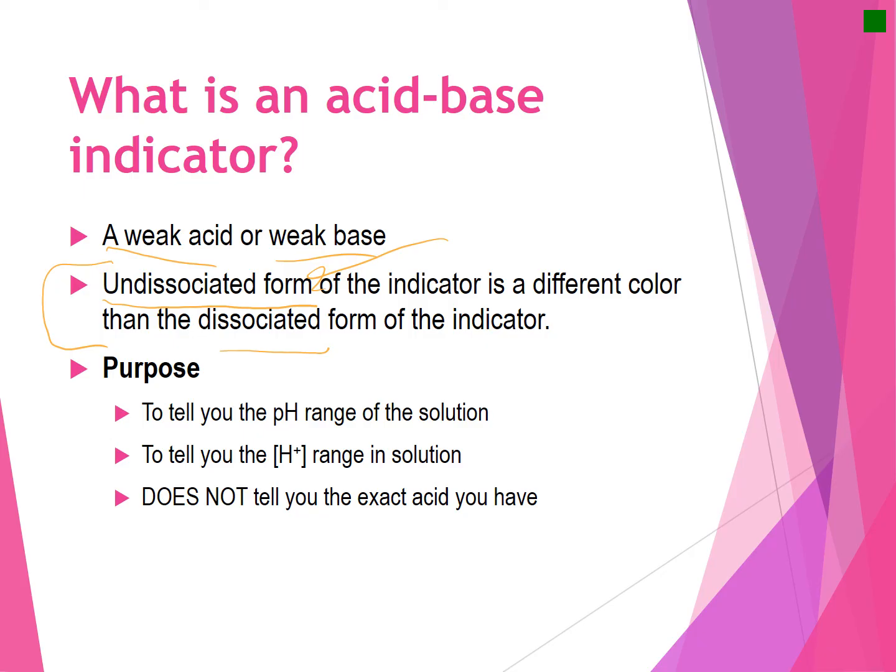What is the purpose of these guys? First, I can tell you the pH range of a solution because it'll tell you a color, and from that color you can tell the range that the pH of that solution is, which means that if you know the pH range, you also know the H plus range. They're directly related. So if I know H plus, I can figure out my pH, or if I know my pH, I can figure out my H plus. But what it does not do is tell you what the exact acid you have is.